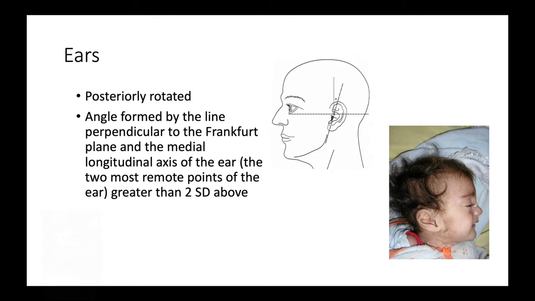So we're going to draw the Frankfurt plane here. And pardon my not being straight, but that's the Frankfurt plane. If we take a perpendicular to the Frankfurt plane, all right. And then if we take the medial longitudinal, I'm going to undo that.